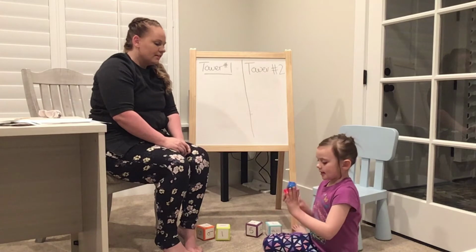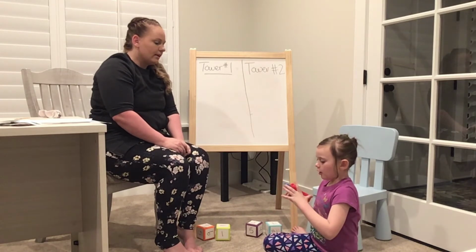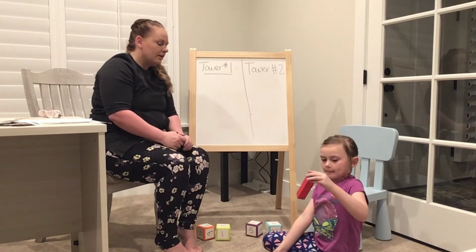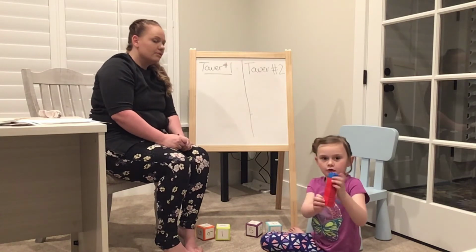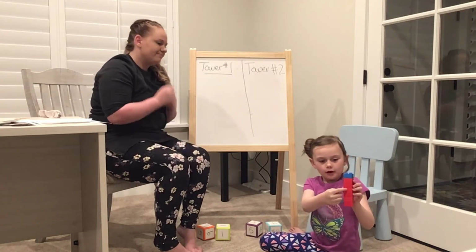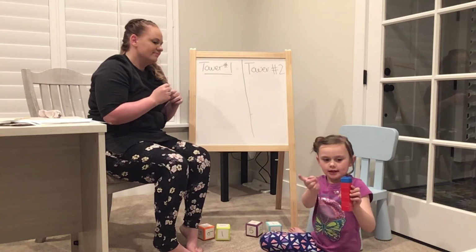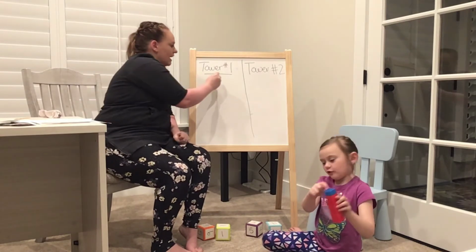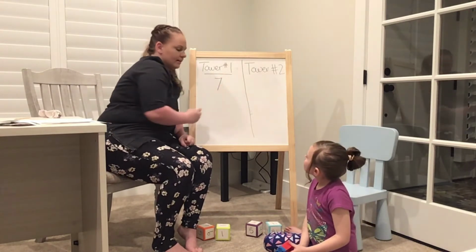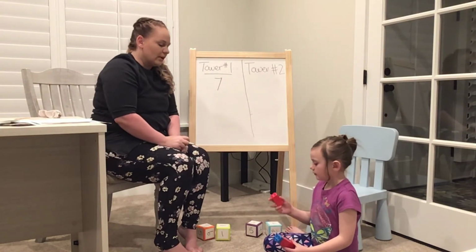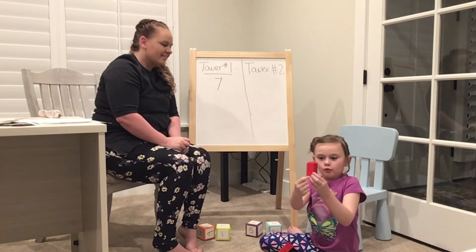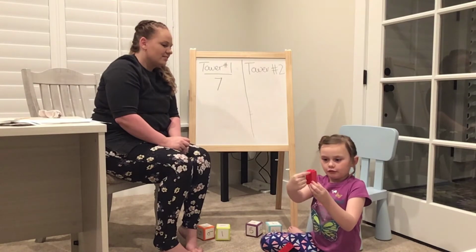My first stack is, I'm going to count. 1, 2, 3, 4, 5, 6, and 7. Perfect. Okay, so tower number 1 has 7. Okay, and then how many does your other tower have? 1, 2, and 3. Perfect.